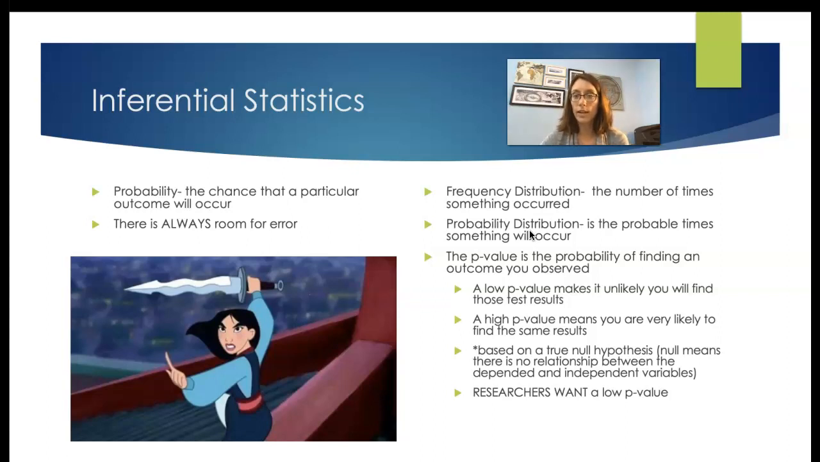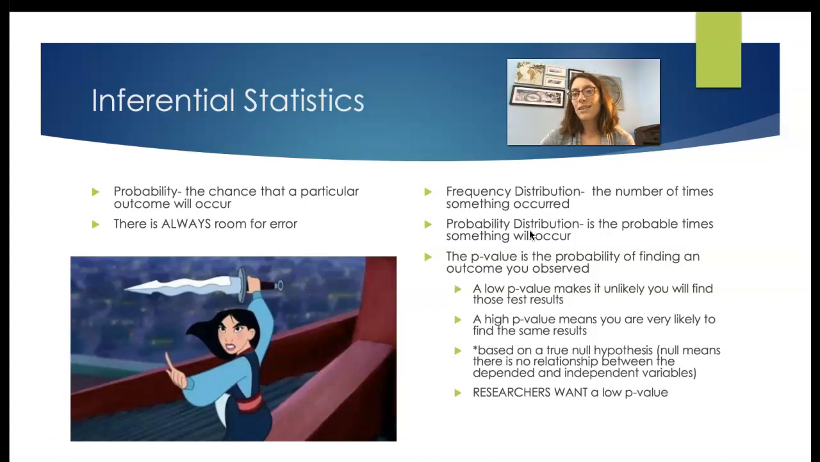So if you said 97% the first time, you're going to get maybe a 96% the second time, maybe a 97, but it's going to be very similar to your first results. So it's based on a true null hypothesis, and a null means there's no relationship between the dependent and independent variables. Okay, so null is a little bit confusing.